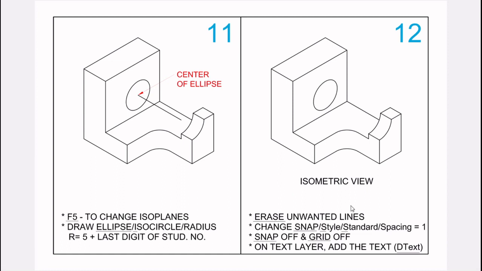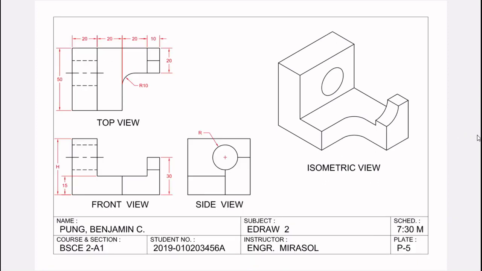Now, we delete unwanted lines, basically this line, and we put the name, and we turn back our layer to standard by typing snap, style, standard. The spacing is 1. We turn off the snap, we turn off the grid, and we put in the text using the ttext command. Okay, so let's do this. This is what it will look like.